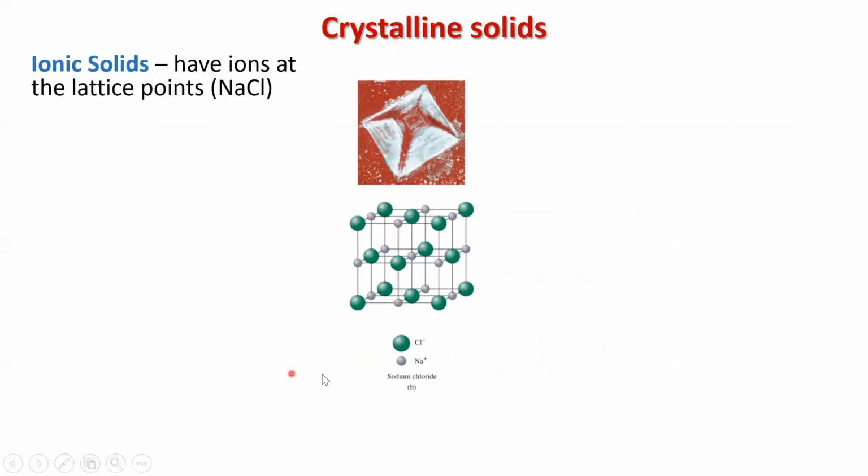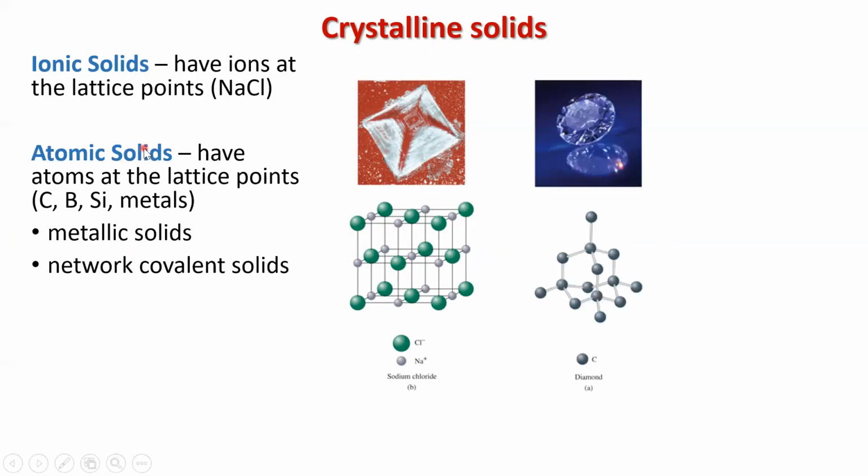There are different types of crystalline solids depending on what's found at the lattice points. Crystalline solids that have ions at their lattice points we call ionic solids. As an example, sodium chloride is a crystalline solid where the sodium ions and the chloride ions are at the lattice points.